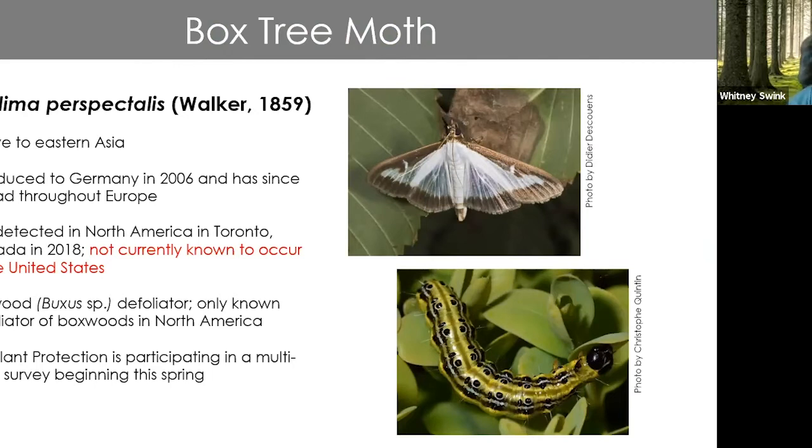It was first introduced into Germany in 2006 and has sadly spread throughout Europe. And a big part of that is because most boxwoods, or at least 2 species I know of, are native to Europe. And so there's boxwoods not just being sold or in homes, it's also in wild populations. So it spread pretty rapidly. It was first detected in North America in Toronto in 2018. And currently it's still only in that localized area, which is great news.